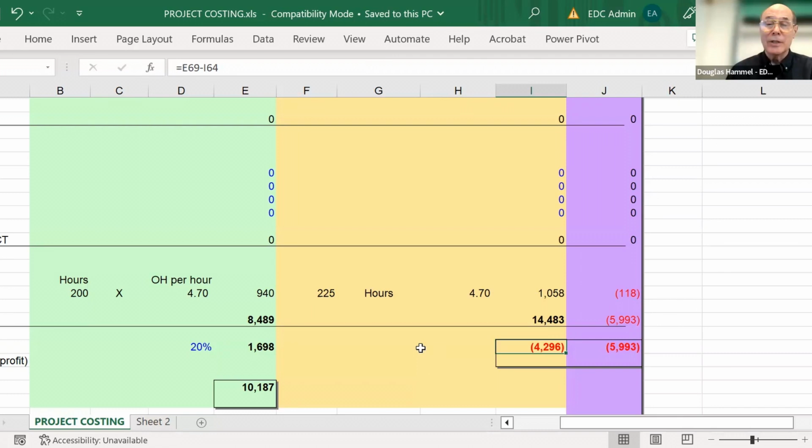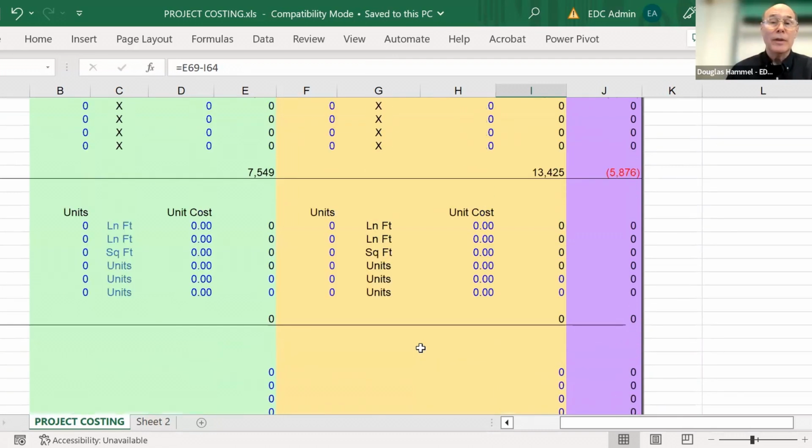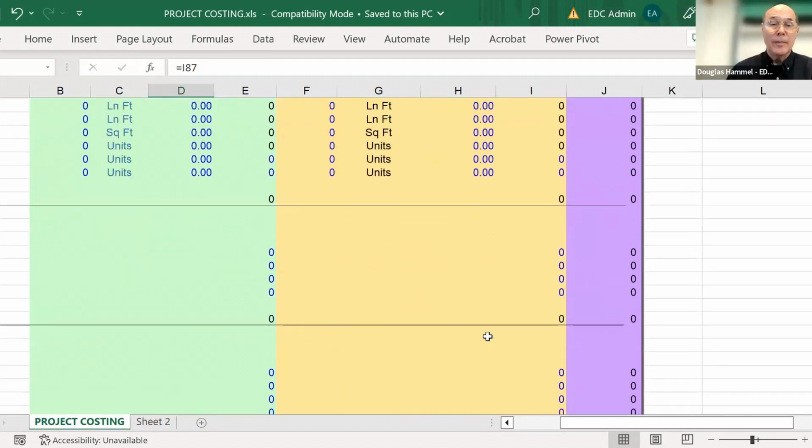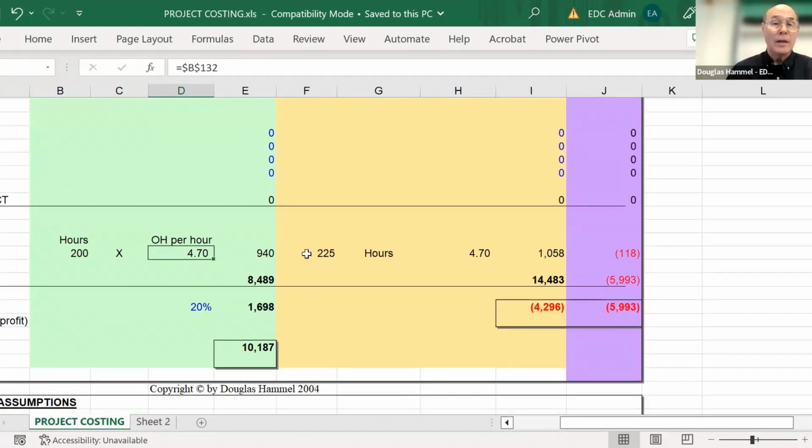Well, let's go look at the assumptions down below that inform these numbers: the unit cost for labor, and the overhead allocation per hour.